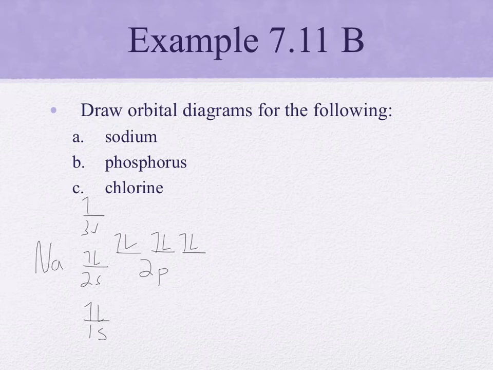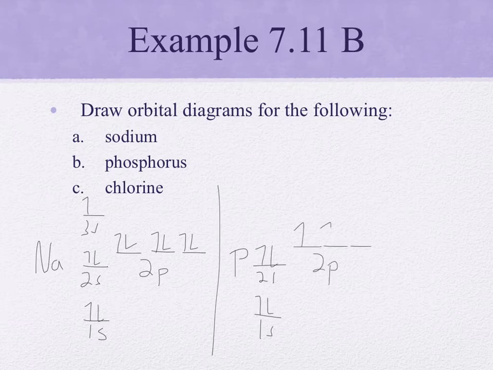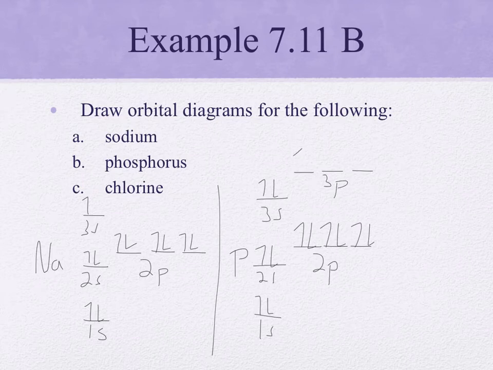Phosphorus. We go again. 1s, it has 2 electrons. 2s, 2 electrons. 2p6 is next. Up, up, up, down, down, down. They're all equal energy. 3s, those are full as well. And phosphorus, its highest energy electrons are in the 3p subshell. There are 3 of them. Up, up, up. So we spread them out that way.